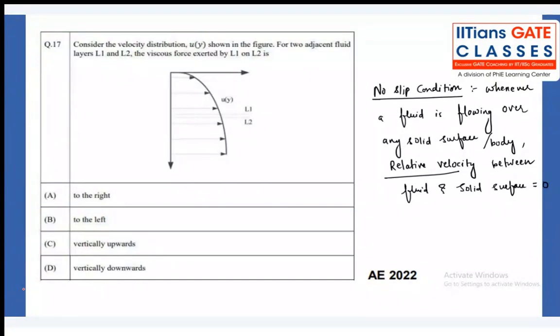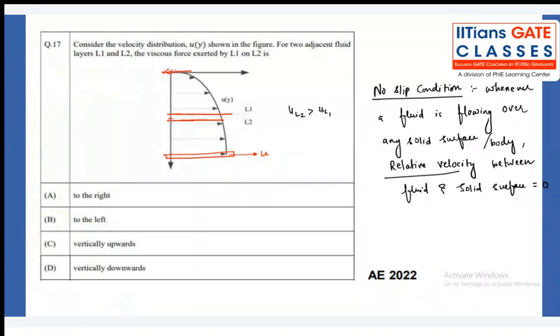Consider a velocity distribution. There are two plates: one plate is fixed, the other is moving with the velocity u, and the velocity profile is a parabolic velocity profile. They have considered two fluid layers, layer number one and layer number two. Tell me which fluid particle is having more velocity. Definitely layer 2 particle is having more velocity, right?